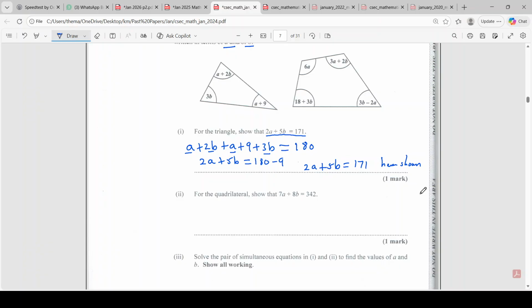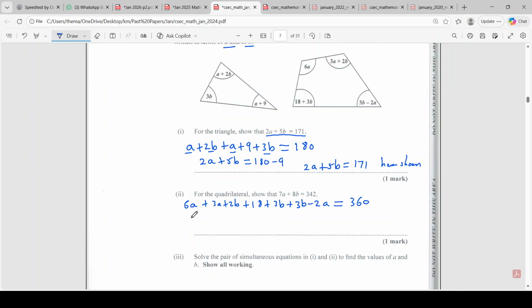Right, so for the quadrilateral, we're going to do the same thing, but instead of it equal to 180, in a quadrilateral, all angles add up to 360. So here we would say 6A, which is one angle, plus 3A plus 2B, which is the next angle, plus 18 plus 3B, which is the third angle, and then the last angle is 3B minus 2A. And all that has to equal 360 degrees.